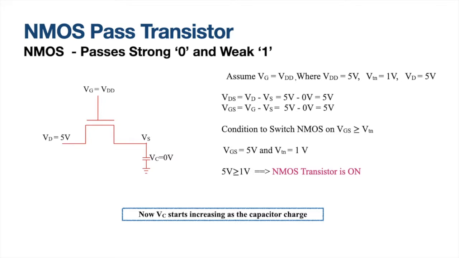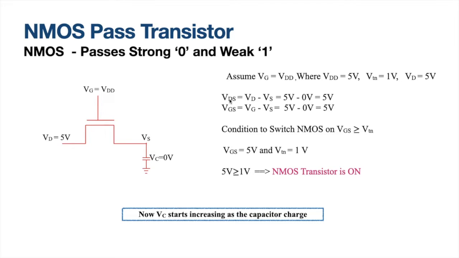Now, with all these assumptions in mind, let us make a simple calculation and try to understand why it is weak 1. So, assume Vg equal to VDD. VDD is equal to 5 volts. Threshold voltage is equal to 1 volt and we have to know what Vd is. What is Vd? We are trying to pass in logic 1, which is equal to 5 volts. Therefore, here I have mentioned Vd is equal to 5 volts. With all these assumptions, let us calculate what Vds and Vgs are.